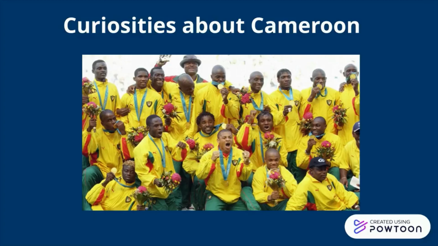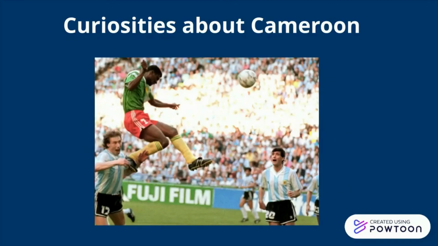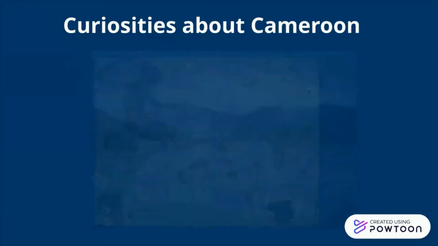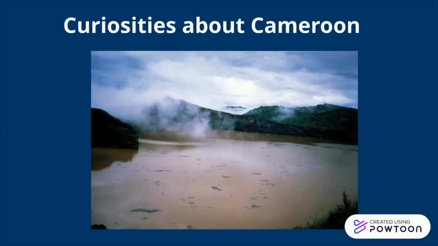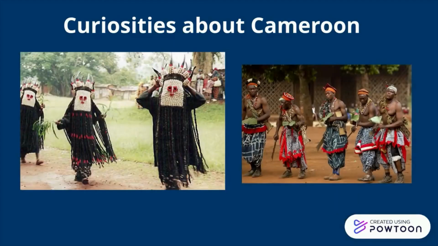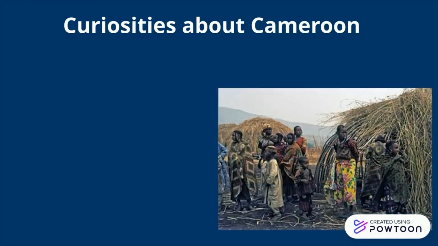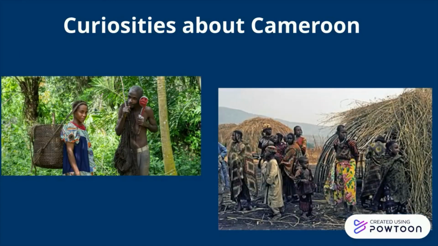Here are some curiosities about Cameroon. Along with the gold medal victory in football at the Olympics in the year 2000, another one of its achievements in football is their victory against the Argentinian national team in the 1990 World Cup. Another curiosity is that one of their lakes, Lake Nyos, is one of the most poisonous lakes in the world. Finally, the number of distinct ethnic and linguistic groups in Cameroon is estimated to be between 230 and 282.